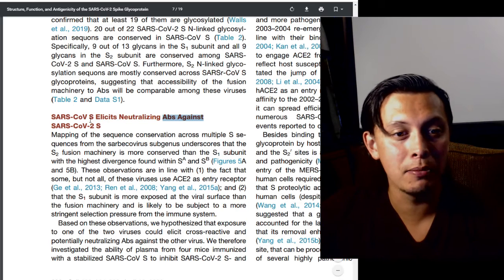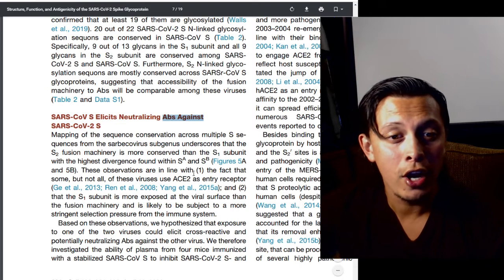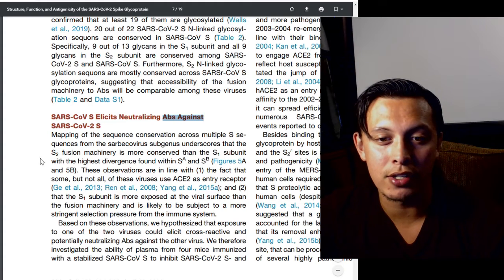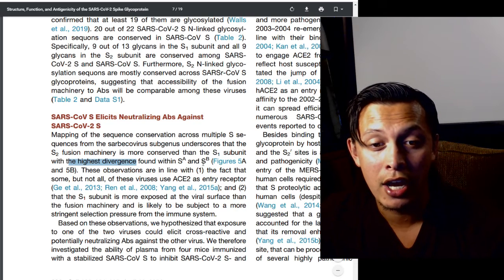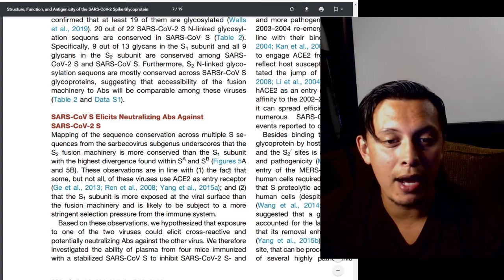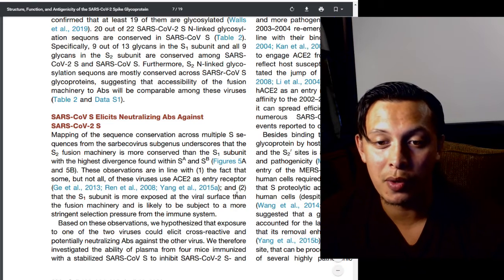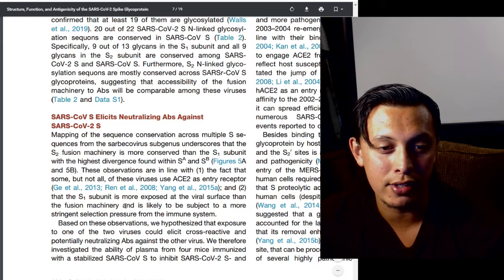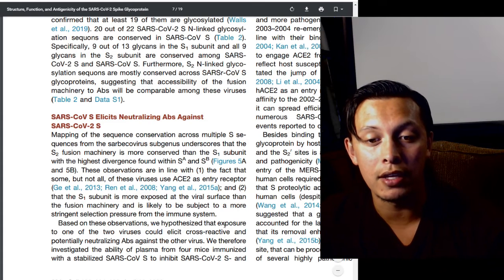So SARS-CoV-S elicits neutralizing antibodies against SARS-CoV-2S. So mapping of the sequence conservation across multiple spike sequences from the Sarbecovirus subgenus underscores that the S2 fusion machinery is more conserved than the S1 subunit, with the highest divergence found in the S sup A and the S sup B regions. These observations are in line with 1, the fact that some, but not all, of these viruses use ACE2 as an entry receptor, and 2, that S1 subunit is more exposed at the viral surface than the fusion machinery and is likely to be subject to a more stringent selection pressure from the immune system.